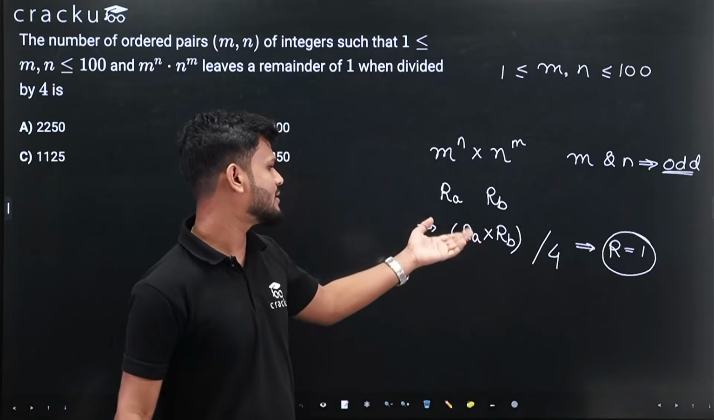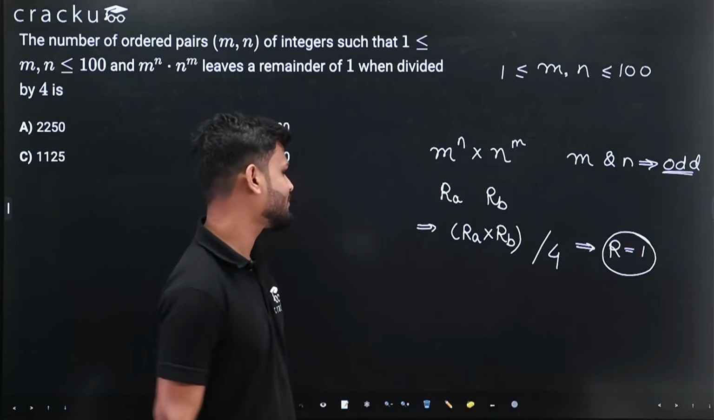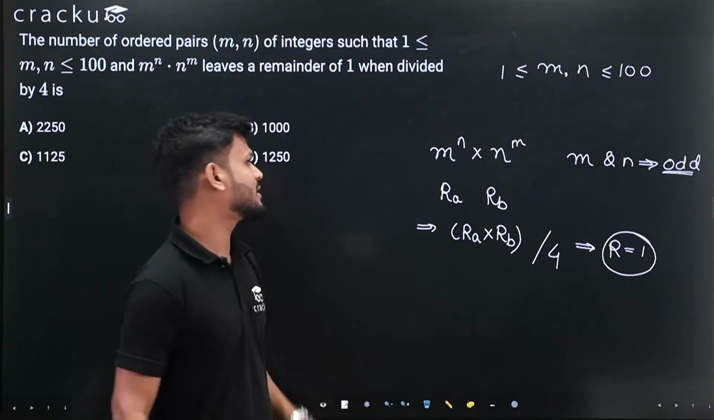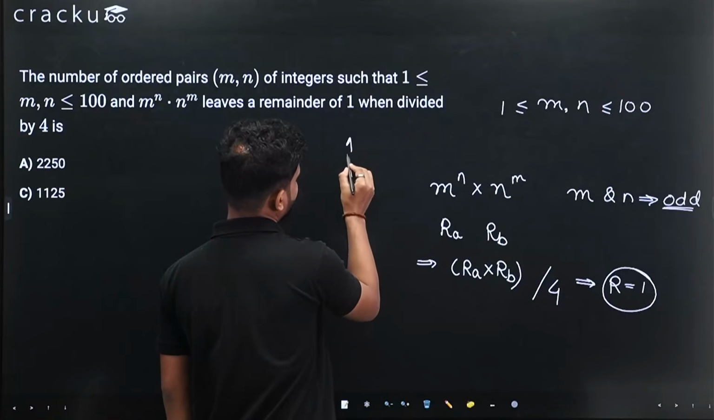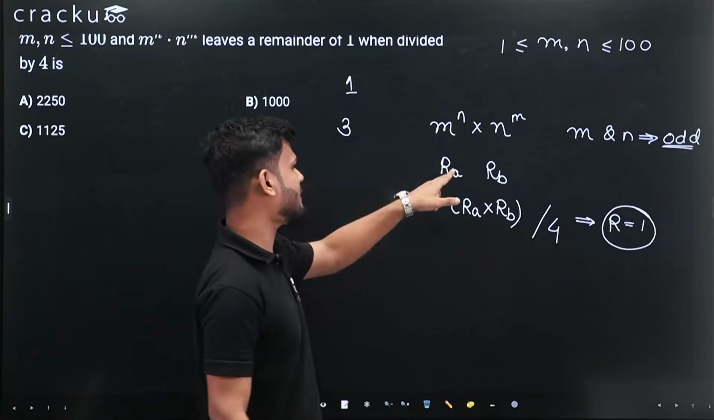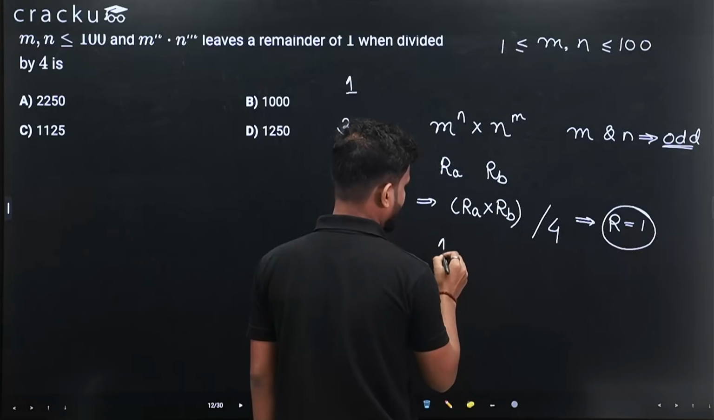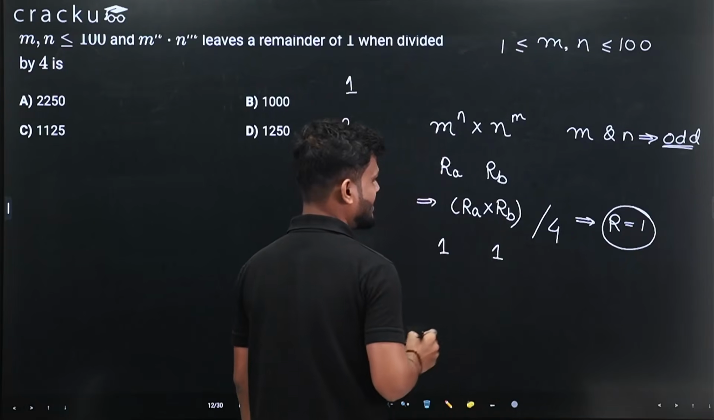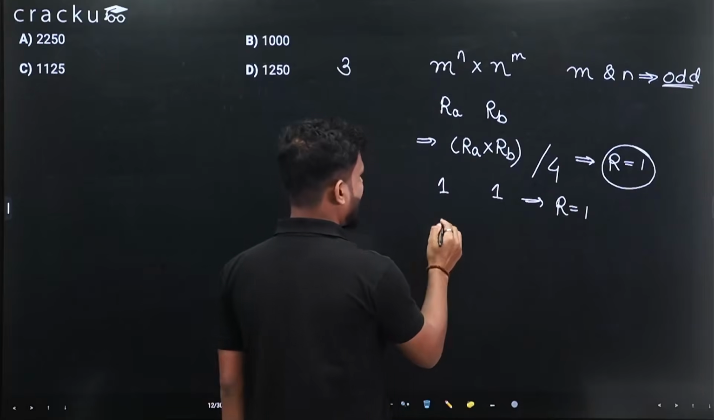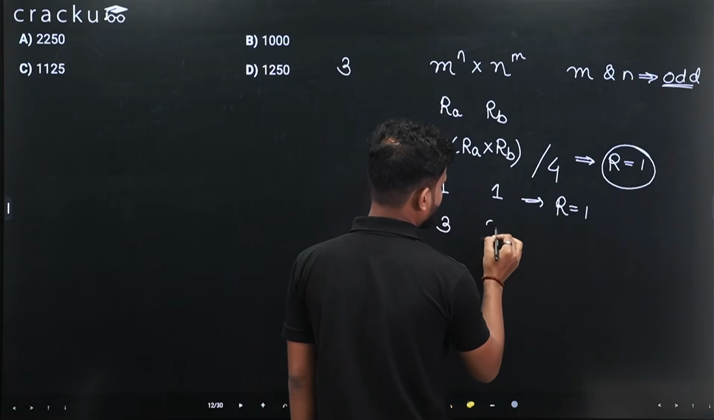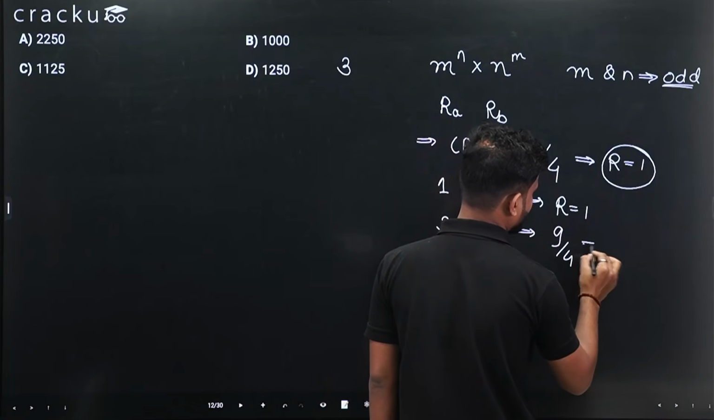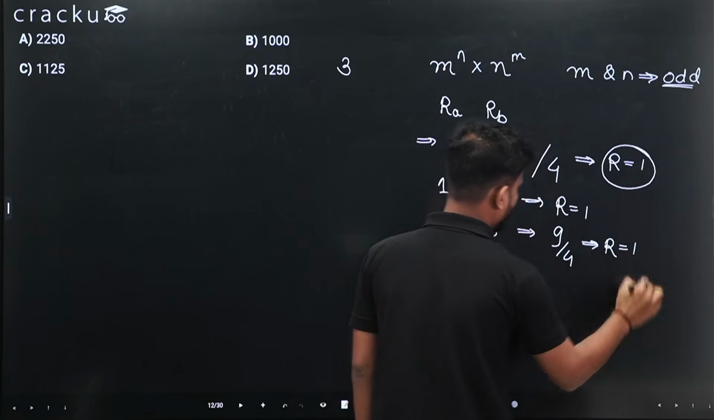Right? This is only the normal remainder, that's how we calculate. Now, when an odd number is divided by 4, there are two types of remainder which can be there. One remainder is 1, the other remainder is 3. If Ra is equal to 1 and Rb is also equal to 1, then the final remainder is 1. If Ra is equal to 3 and Rb is also equal to 3, it will be 9 by 4, and here also the final remainder will be 1.